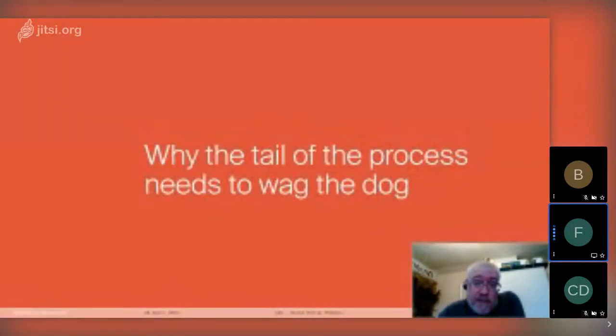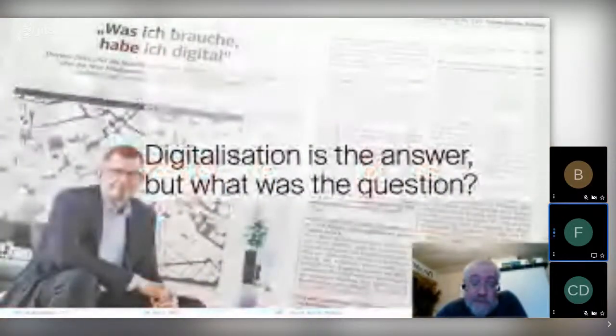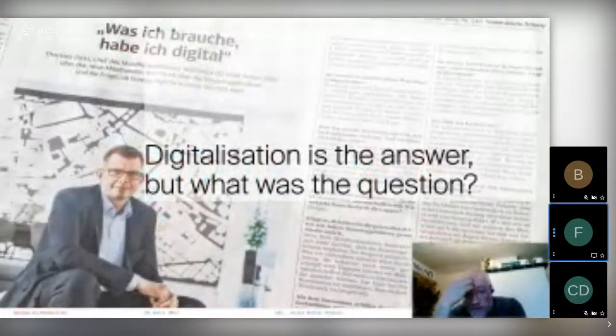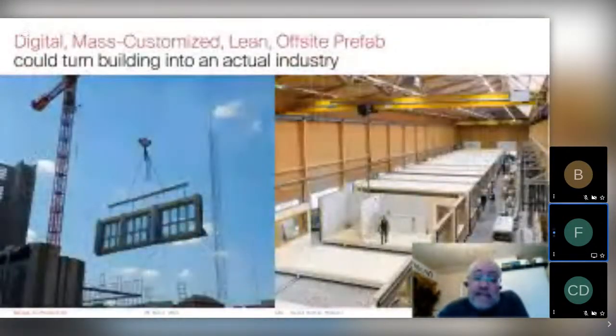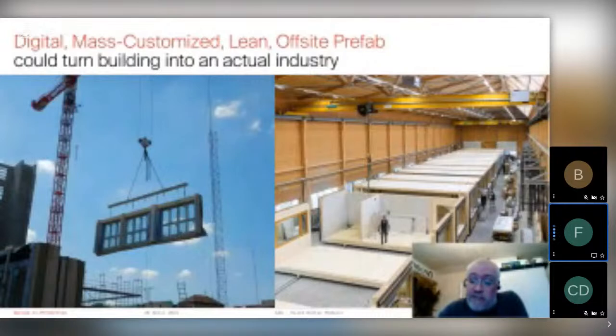So coming to the conclusion at the end, why the tail of the process needs to wag the dog. What we see is that digitalization, also in the building industry, is the answer. But what was the question again? We think that digital mass customized lean offsite prefabrication could turn the building into an actual industry, because up to now it's mainly craftsmanship, to be honest. There are a lot of things solved ad hoc on site, which has nothing to do with industrialized processes. Industrialized processes are happening in a controlled environment with proper quality management.